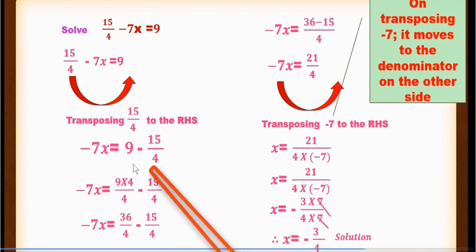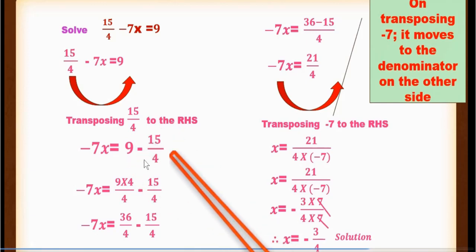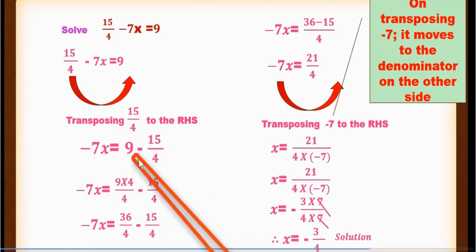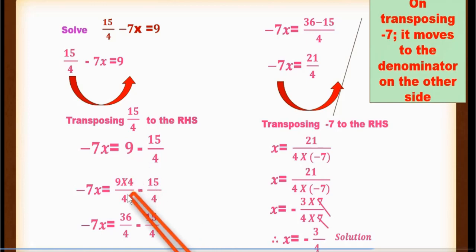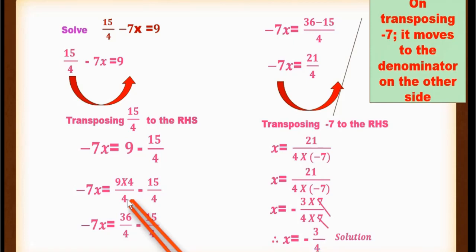Now do you notice that one is an integer and another is a rational number in RHS? And under such condition, operation subtraction will not be successful. For that, you have to convert 9 into rational number form. How can we do it? We will multiply by 4 both in numerator and denominator with 9.